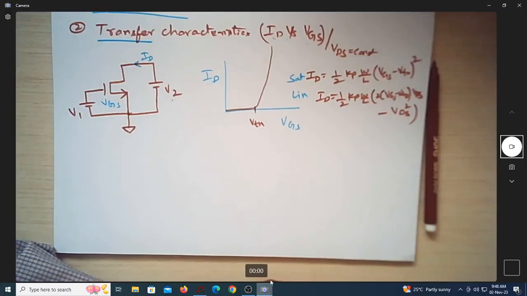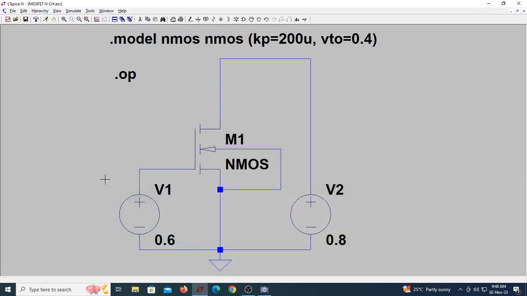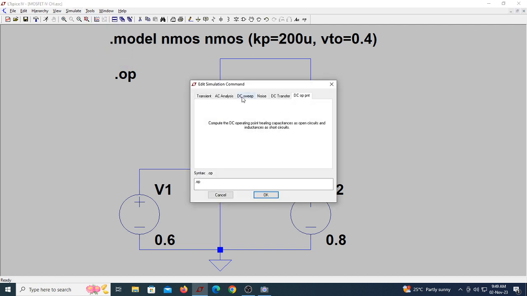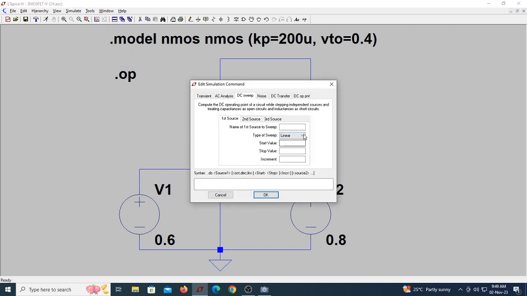Now in order to get this characteristic, I have to keep VDS at a constant value and change the gate to source voltage. I can do it using the dot sweep command. For that, let me go to edit simulation command, to DC sweep. This is the voltage source which I want to sweep. Let me name it V1, and vary it from 0 to maybe 1.5 volts with a very small increment, 0.01, that is every 10 millivolts.